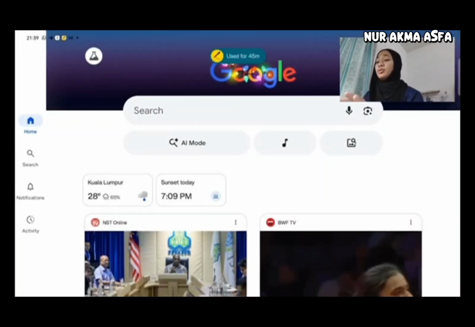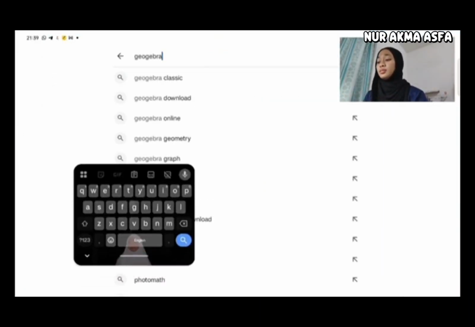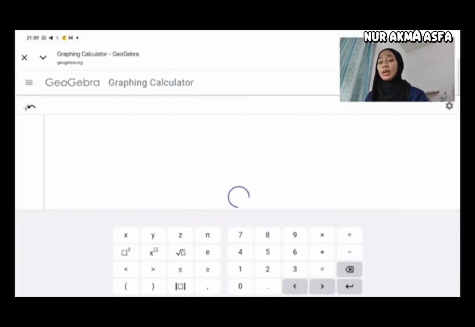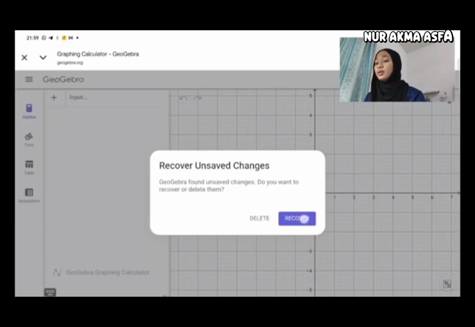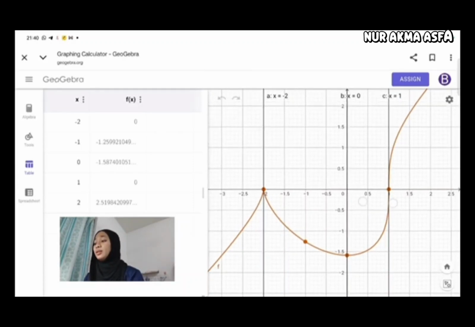So in GeoGebra, I will insert the function and also the critical point. We'll show the vertical line.